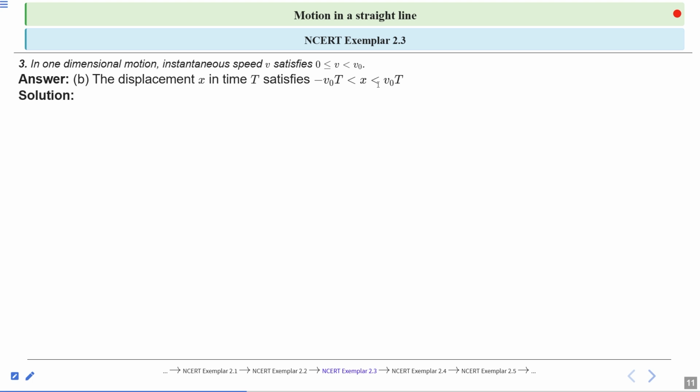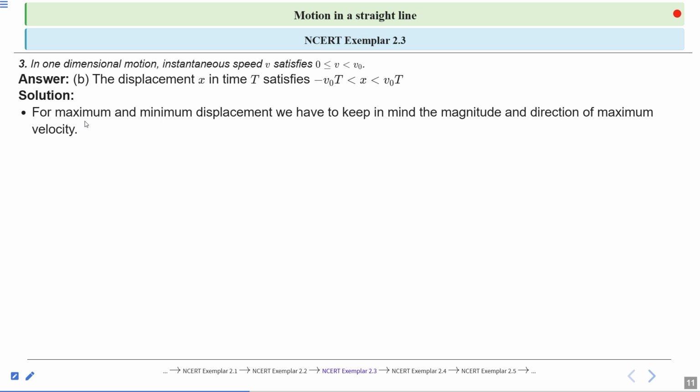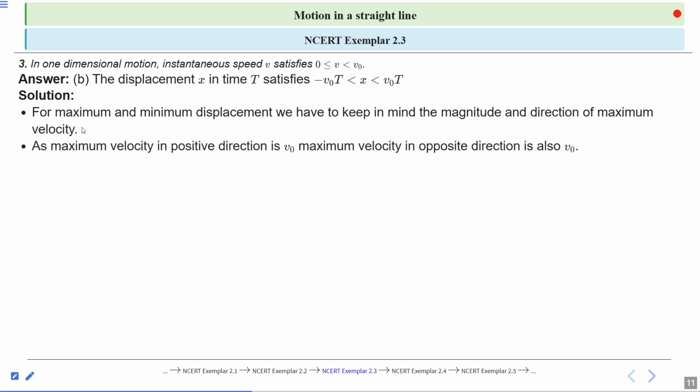Solution: for maximum and minimum displacement, we have to keep in mind the magnitude and direction of maximum velocity for the maximum and minimum displacement. As maximum velocity in positive direction is v naught, maximum velocity in opposite direction is also v naught.